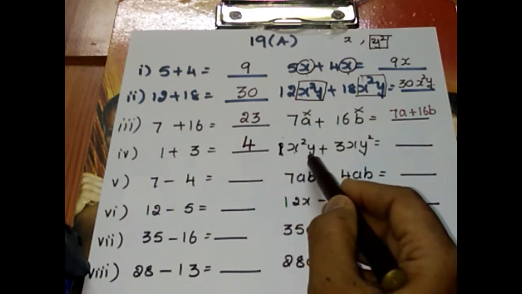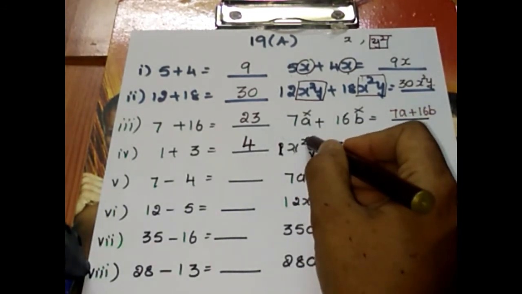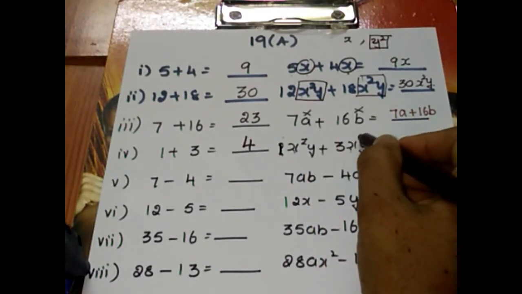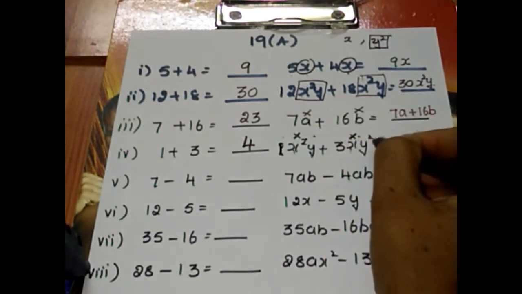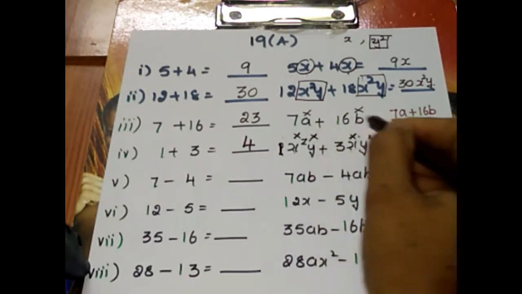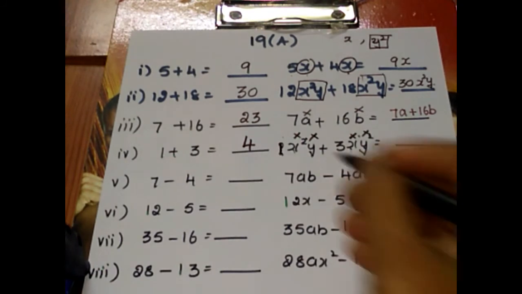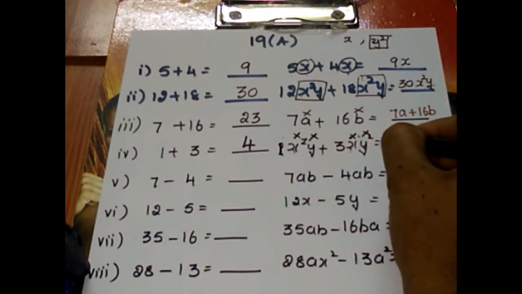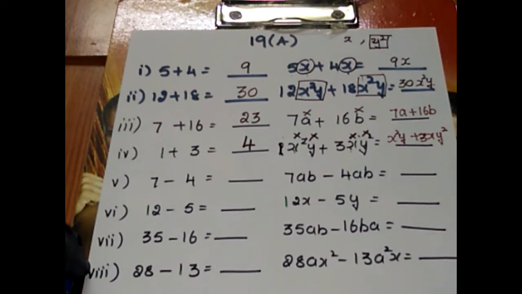But look at the algebraic terms. x square y, xy square. Here x is having degree 2, there x is having degree 1, hence they are not the same. Here y is having degree 1, there y is having degree 2. Hence, in this expression they are not like terms. We cannot add the numbers, so we write the solution along with the plus sign: x square y plus 3xy square. We cannot add because they are unlike terms.